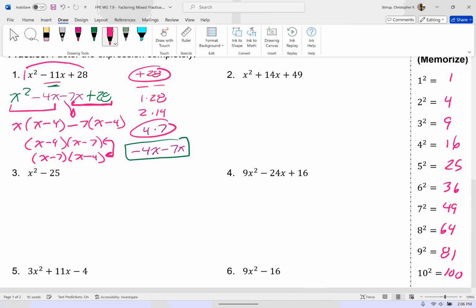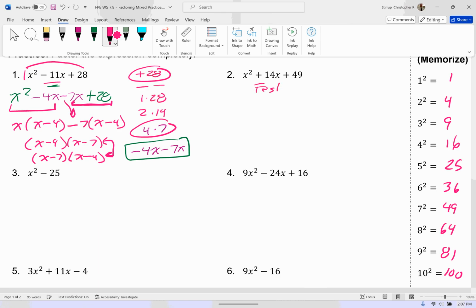is number 2 one of the faster ones we could do? I think it is. Why do you think it's one of the faster ones? Yeah, the x squared. X squared is a perfect square, agree? Because x times x is x squared. That means x squared has to be a perfect square. And 49 is a perfect square because that's 7 and 7. So this is a faster one.